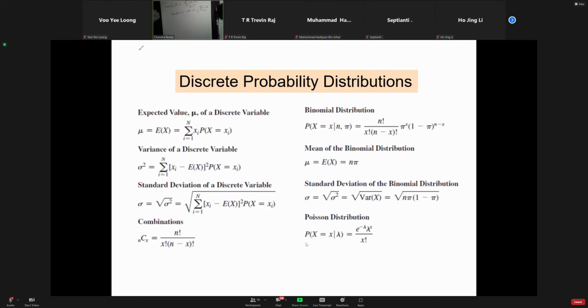Okay, so the mean or expected value for a discrete variable is, from the table data, take every point and multiply it with its probability. Then the formula for variance is given here, and the square root of this variance is your standard deviation.